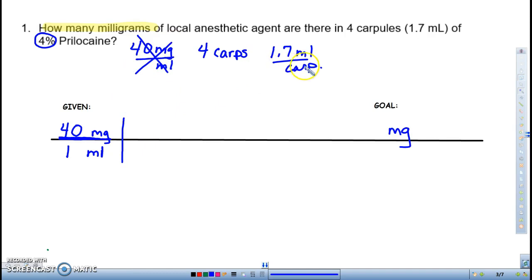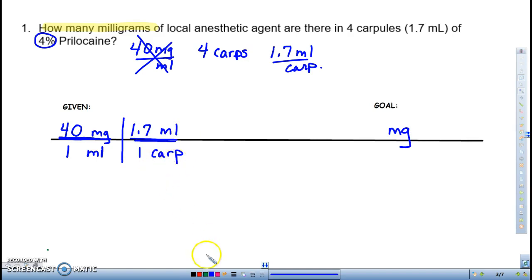Now, I'm going to go ahead and use this one next. The capacity in a cartridge, there's 1.7 milliliters in 1 carp. So I'm going to write it like that. Okay, there's 1.7 milliliters in a carp.